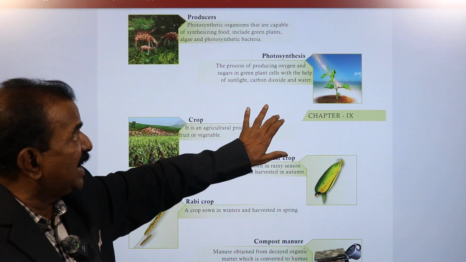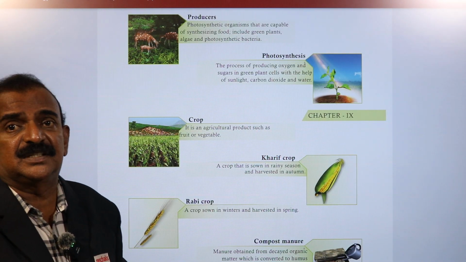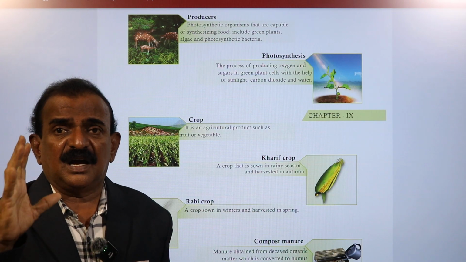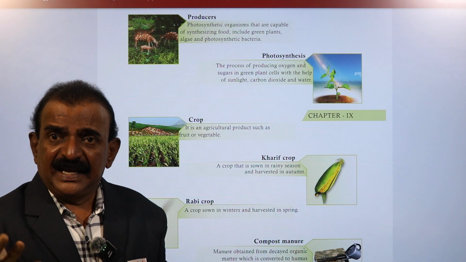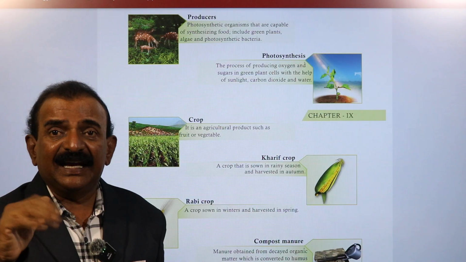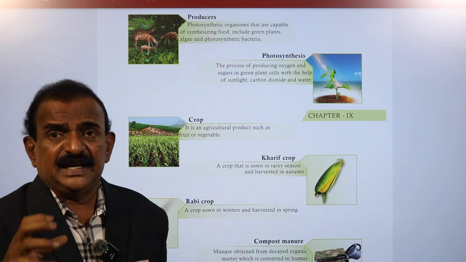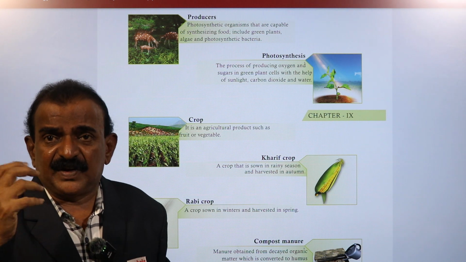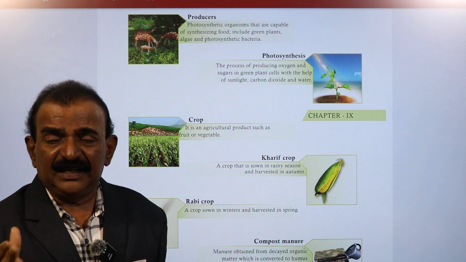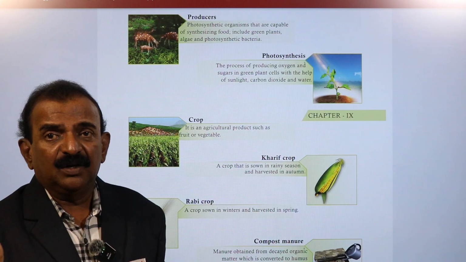And you are seeing another term, photosynthesis. Plants are called autotrophs, and they are green in color. They have chloroplasts. They prepare food by themselves, and four factors are necessary for photosynthesis: carbon dioxide, sunlight, water, and chlorophyll.